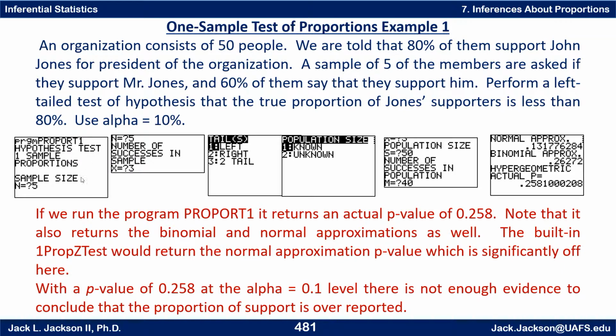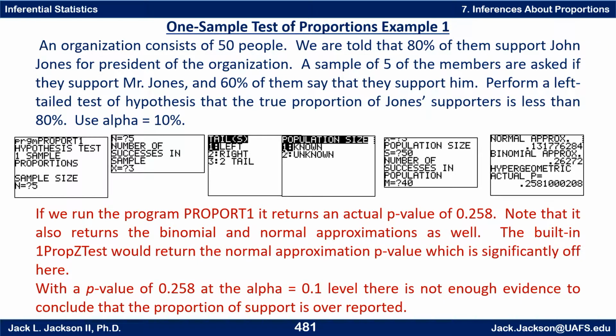So you type in 5. Then the number of successes in the sample is the next thing it asks for. Now we have to figure that out because they didn't tell us. So you take the proportion here and multiply by 5. 5 times 0.6 is 3. If that wasn't a whole number, then we would have to round off to a whole number. So we type in 3. Then it asks us whether this is a left-tailed, right-tailed, or two-tailed test. We said less than, so we use a left-tailed test, and we choose number 1.